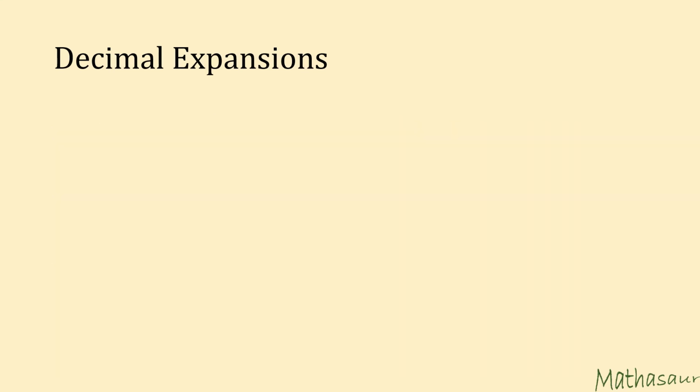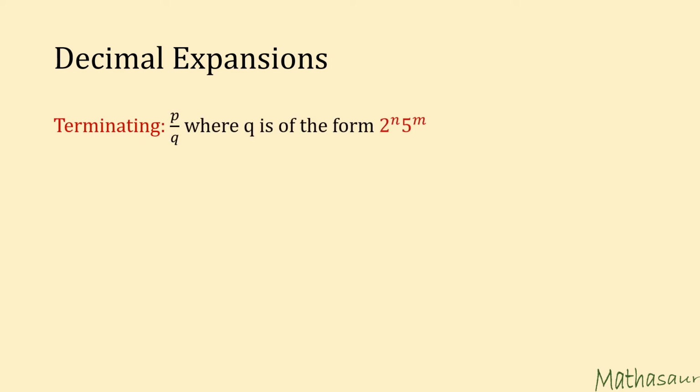Let us summarize our observations. We see that a terminating decimal results from a rational number p upon q, where q can be expressed as 2 to the power n times 5 to the power m. N and m are positive numbers.